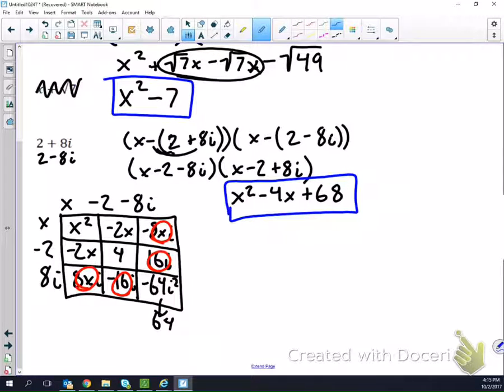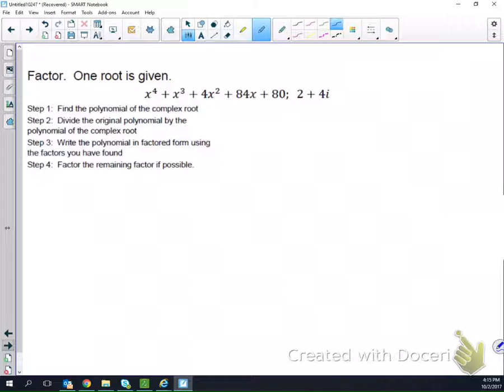And there you go. We have our standard form for a polynomial that would have the roots 2 plus 8i and 2 minus 8i. All right, now this is us finding what that polynomial form would be. What if we have the polynomial and we know one of the zeros, and what we actually care about is finding the factored form, because the factored form tells us so much about the zeros, and that can be so much more helpful. So first thing we're going to do is find the polynomial of the complex root. Now that is what we've already been doing.